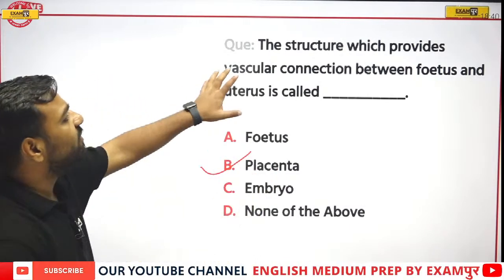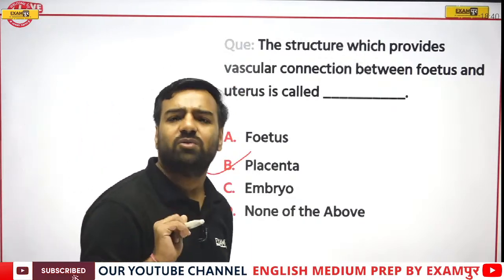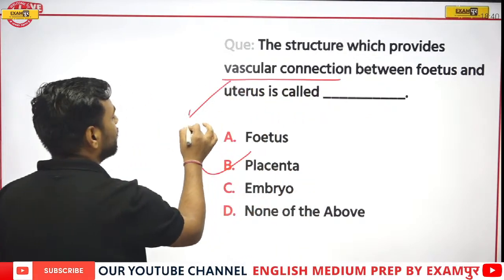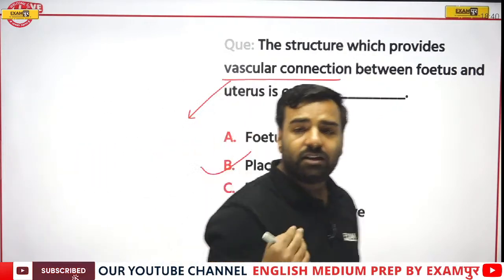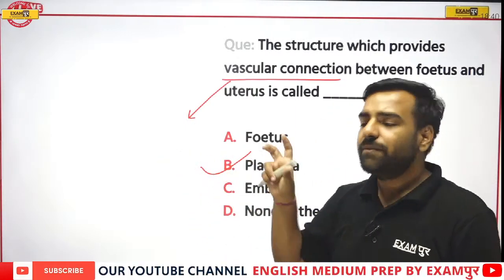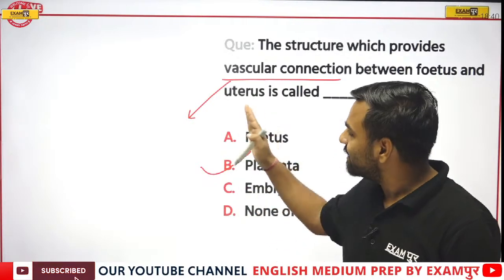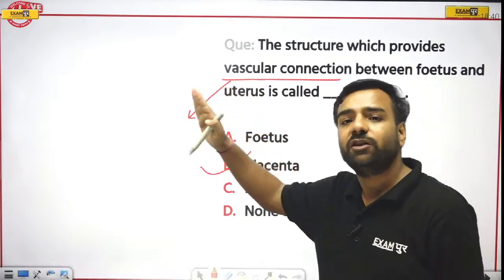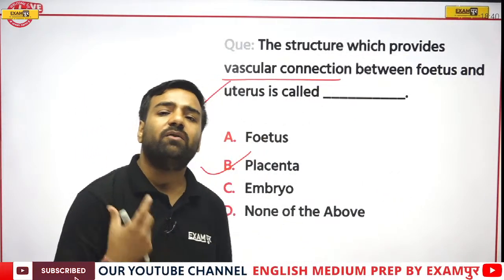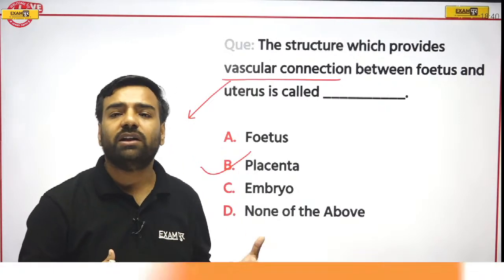So the structure which provides vascular connection. Now you must be wondering, sir, what is this vascular connection? When I'm talking about this vascular connection, please remember we are talking about the intake, or even the outtake, the outgoing process as well. So yes, important nutrients are taken in through this, and this example will also come in plant physiology, where there are vascular tissues, where we take the example of xylem and phloem, which are helpful in taking water and food in and out.